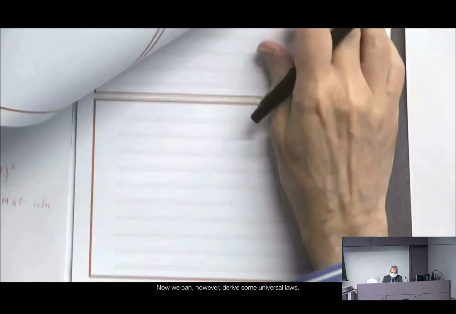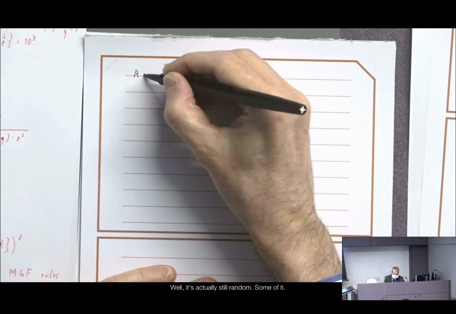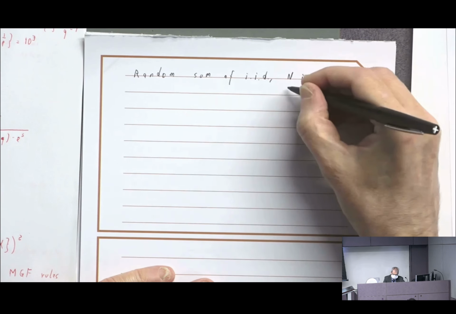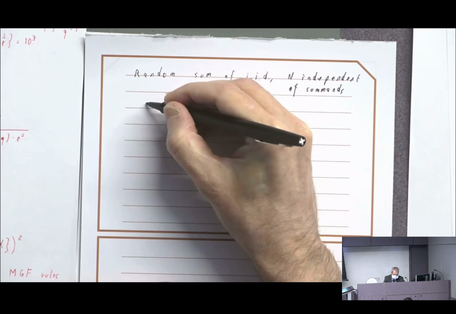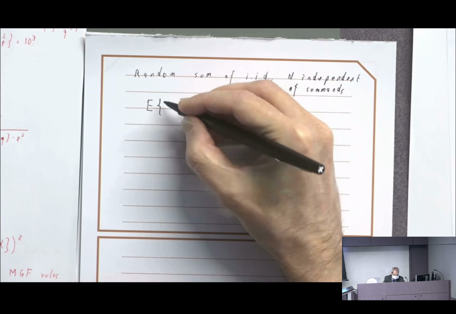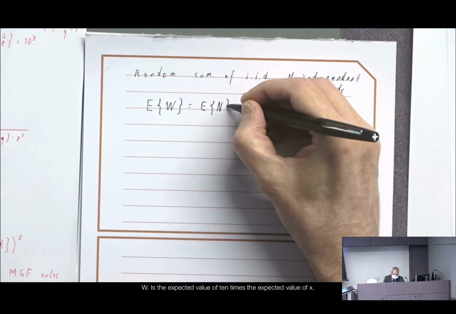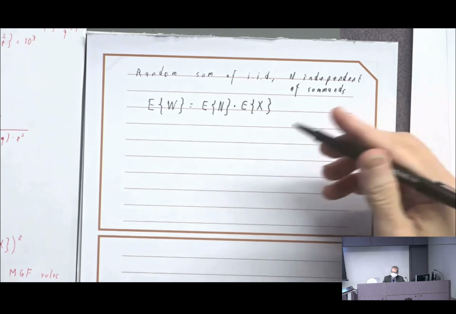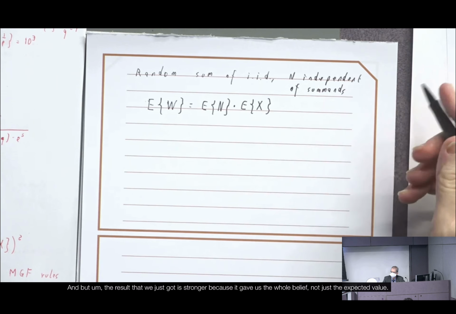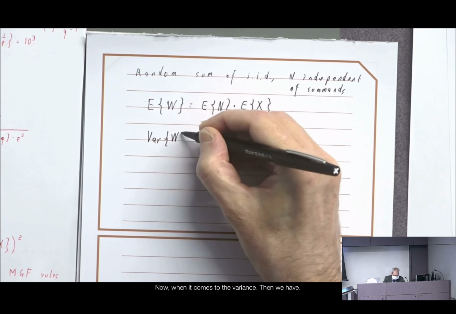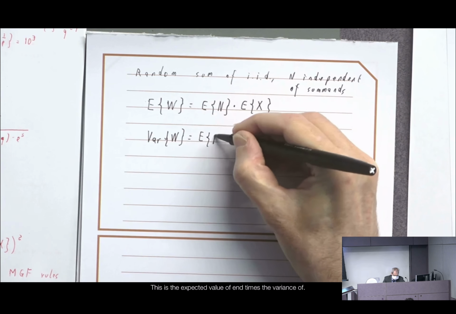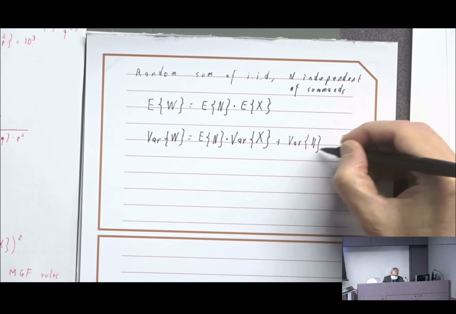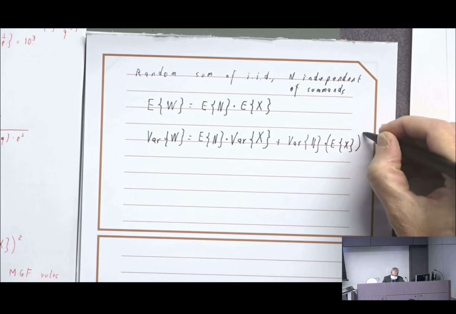Now, we can, however, derive some universal laws. Well, it's actually still a random sum of IID summands, and n independent of the summands. We say that the expected value of W is the expected value of n times the expected value of x. And so that is very much in agreement with the result that we just saw. But the result that we just got is stronger because it gave us the whole PDF, not just the expected value. Now, when it comes to the variance, then we have the expected value of n times the variance of x plus the variance of n times the expected value of x squared.